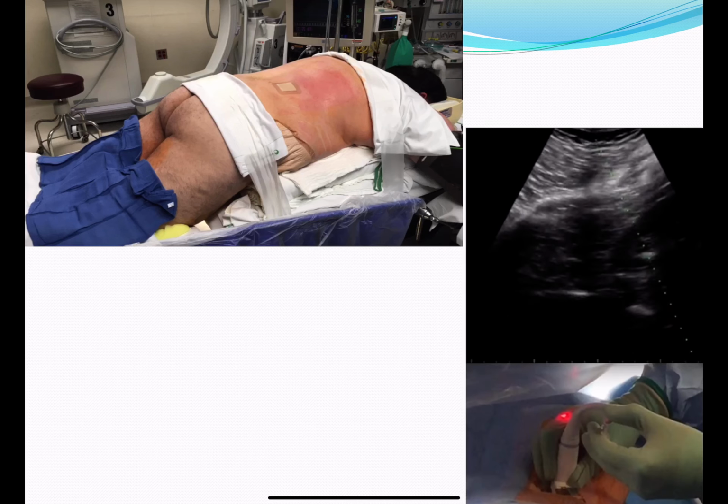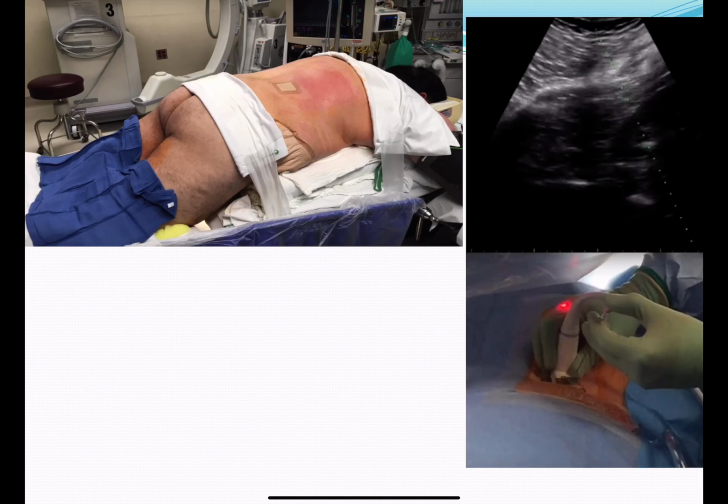After that, we can puncture the kidney either by using ultrasonographic imaging, or we can use X-ray fluoroscopy. So I'm showing you both.